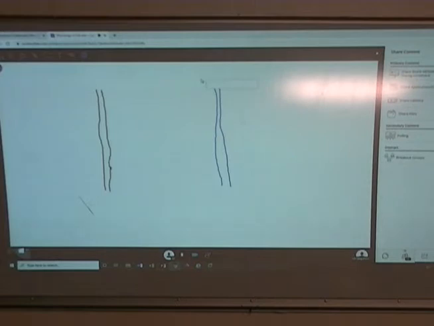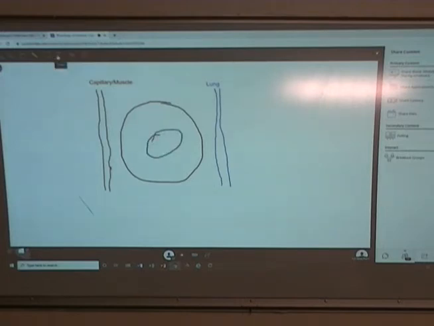Okay, so the blue is going to be the membrane of the lung, and the orange is going to be the membrane of the muscle and the capillary. Okay, and then remember our high-low law, all right? Because it plays a big role when we're looking at this picture.